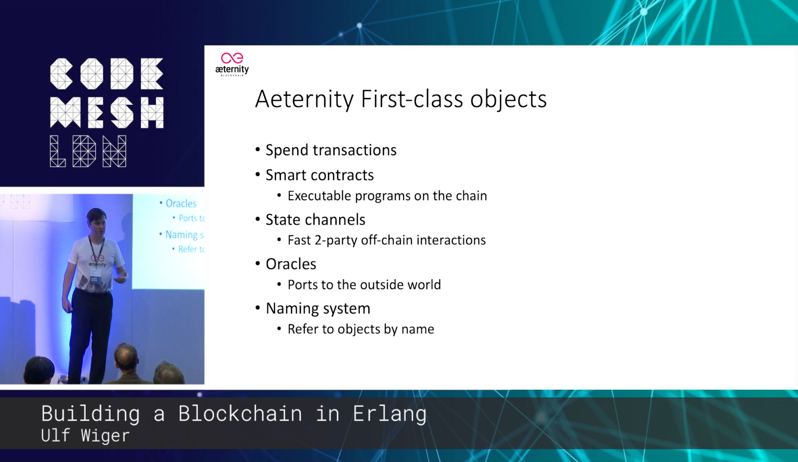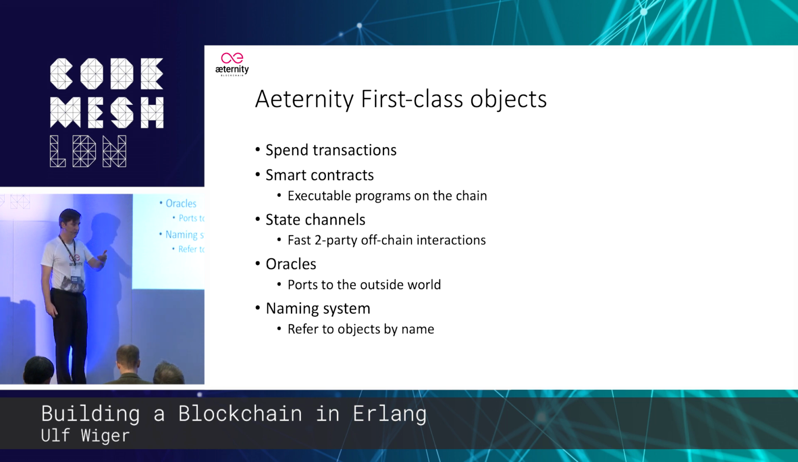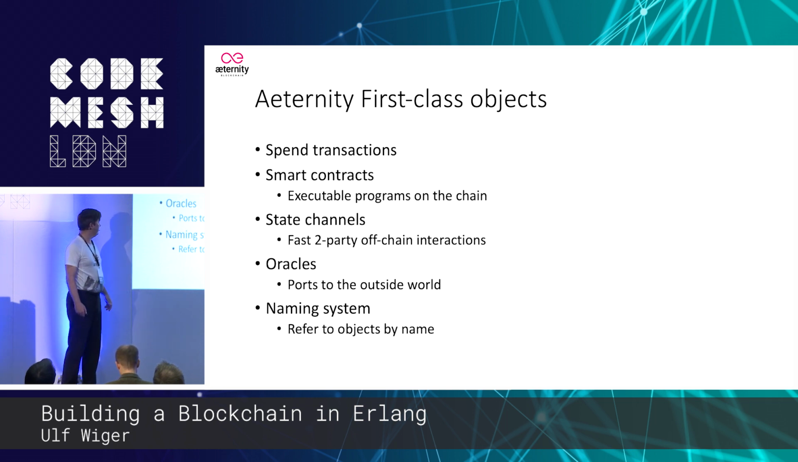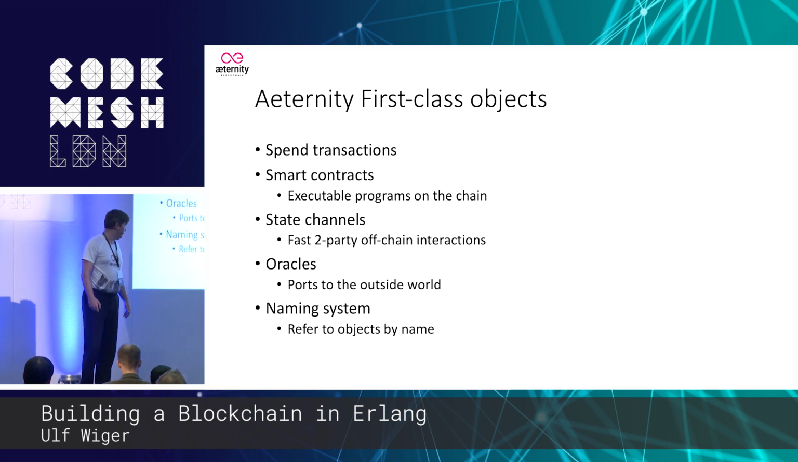That could be stock market prices, weather reports, whatever. Hopefully you think of something else beyond that. And then we have a naming system, so far experimental. Instead of just having to deal with the account hashes and hashed identifiers of contracts, you can actually name them like in the DNS system, which makes it easier.